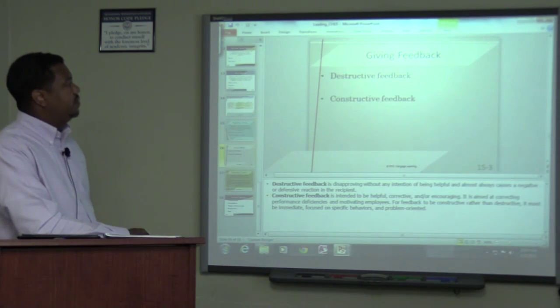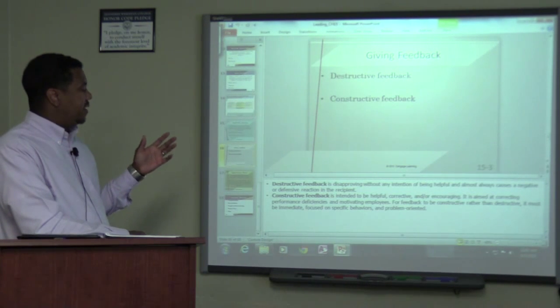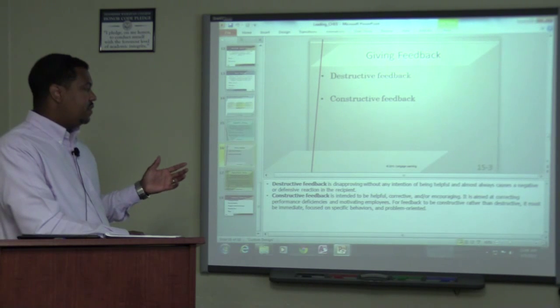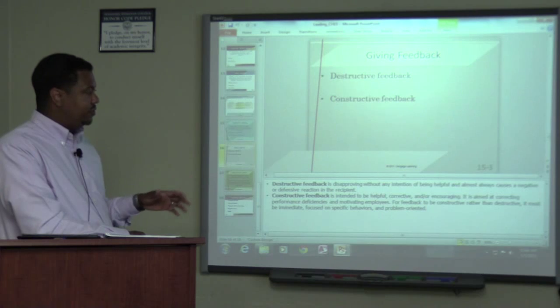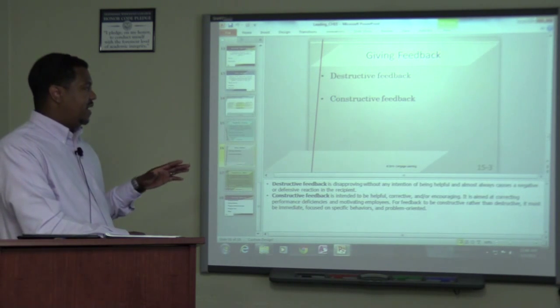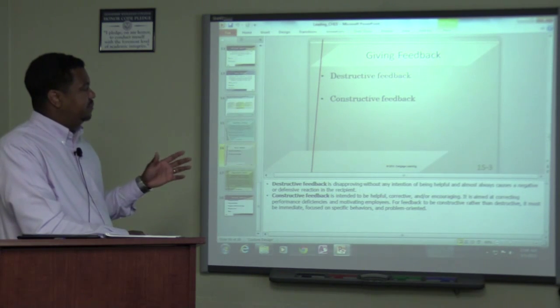Also here you see the importance of being able to give important feedback: destructive feedback and constructive feedback. Destructive feedback is disapproving, without necessarily intending to be harmful. In most cases it tends to produce a negative or defensive reaction by the participant or the recipient receiving that information.